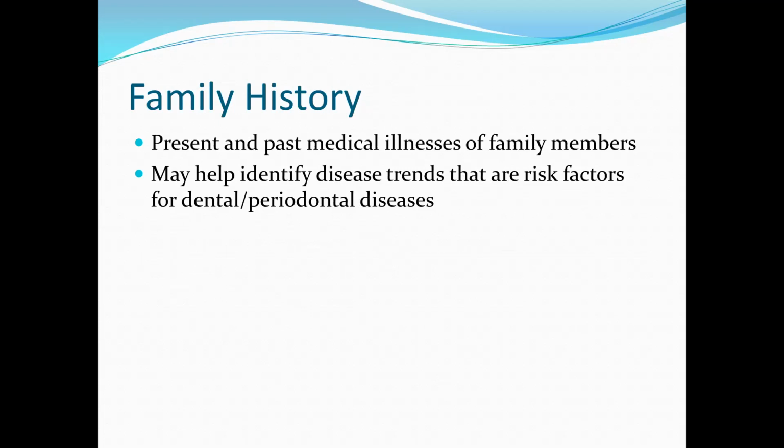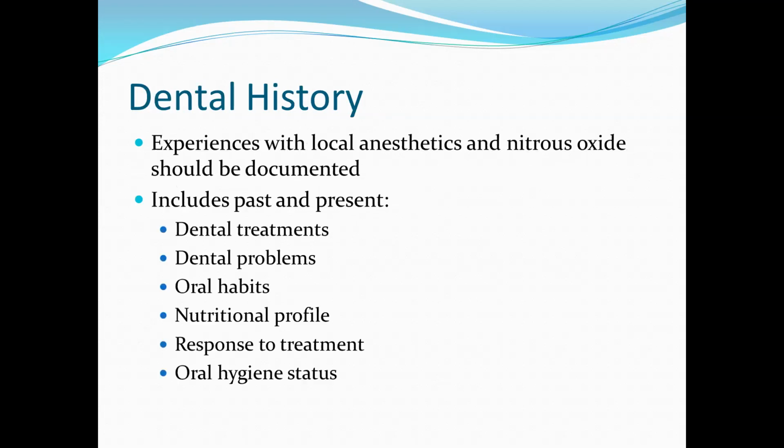What's the family history? Their present and past medical illnesses of family members can let you know if they are predisposed to any conditions, and it can also help you identify other risk factors. Interleukin-1 genotype, think of that. What's their dental history? Their experiences with local anesthetic as well as nitrous oxide. Have they used it before, especially if your office has nitrous available? Some offices don't even have it. And that includes past and present dental treatments.